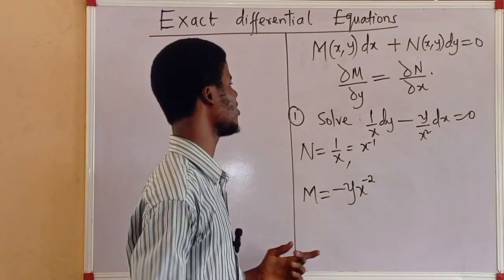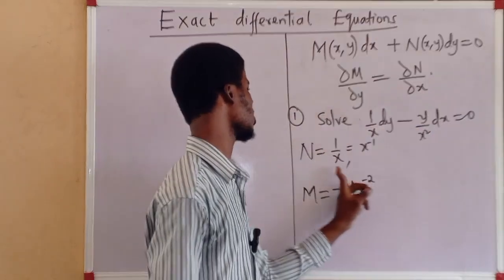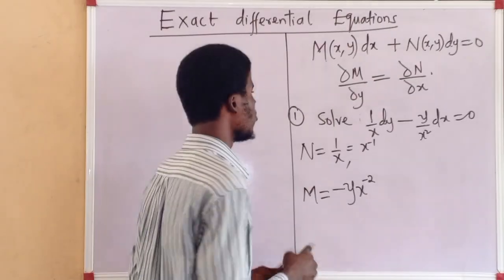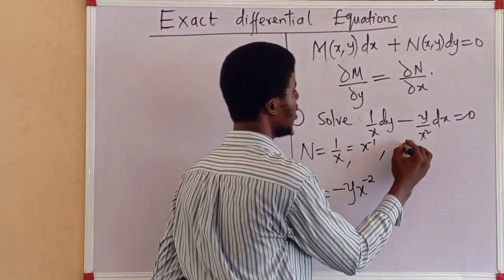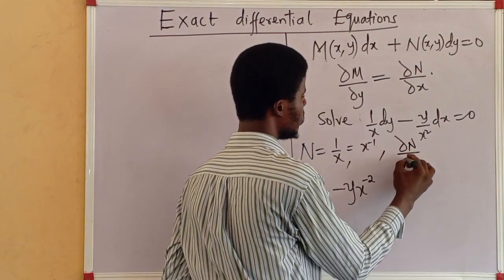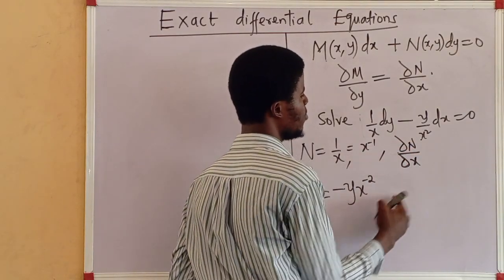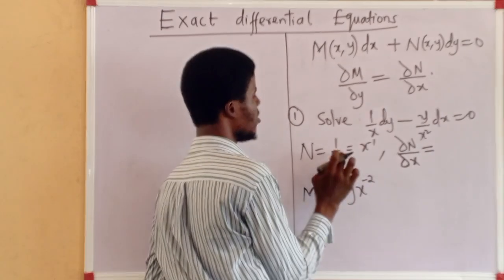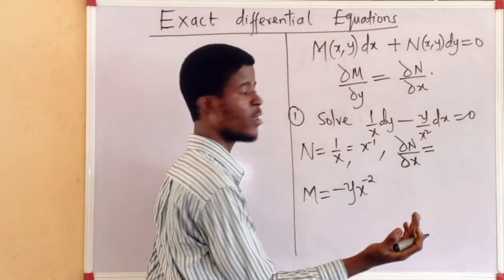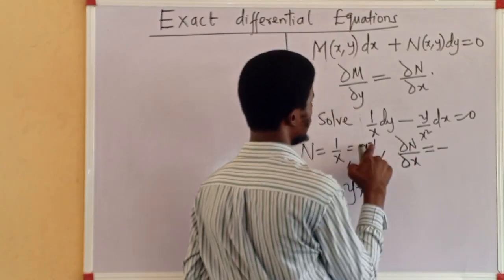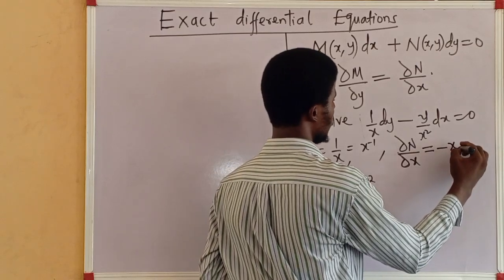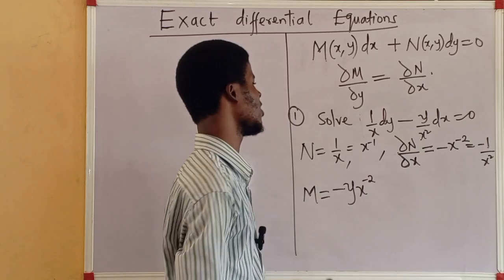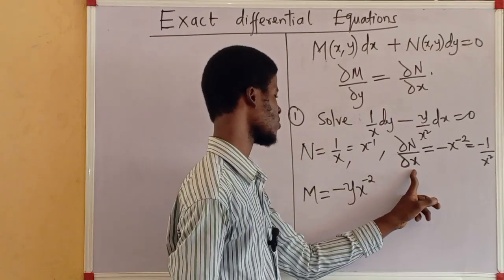Let me take the partial derivative of N with respect to x here. In this case, I'm having just 1 over x, which is x to the power minus 1. So the partial derivative of N with respect to x, that's partial N partial x, is equal to, let's differentiate this. Here, we just have x, no y. Differentiate this, we have minus 1 times x to the minus 2, which is minus 1 over x squared. So this is the partial derivative of N with respect to x.